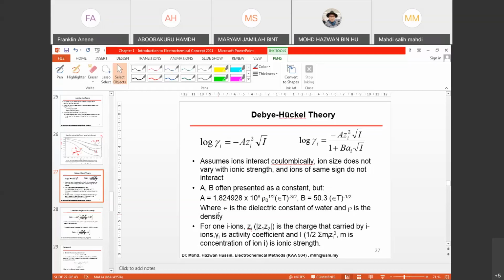Density of water is equal to 1. And for the ions, the charge is carried by the ions, and gamma is the activity coefficient, and capital I is the ionic strength. Ionic strength is equal to half the sum of m z squared, where m is the molality, the concentration in molality of ion i. Later on we will see examples of how we can calculate ionic strength using this formula.